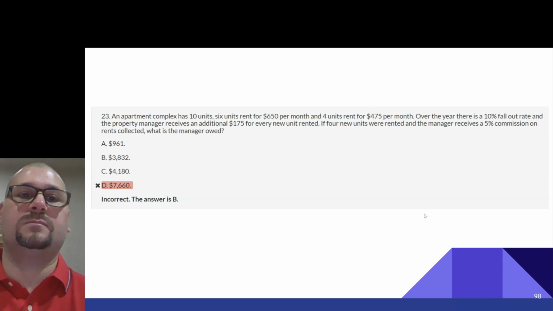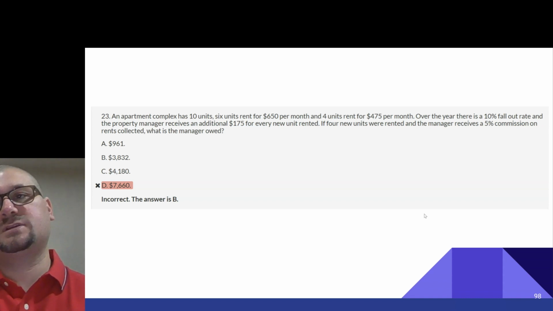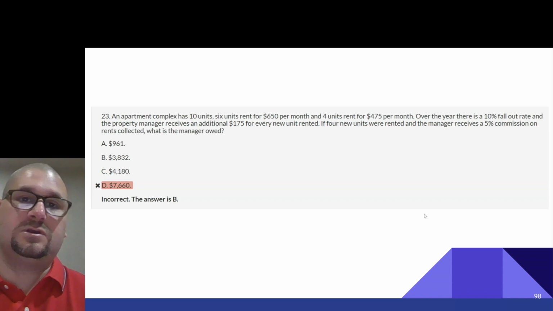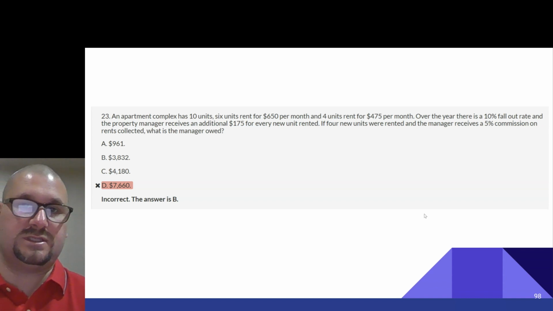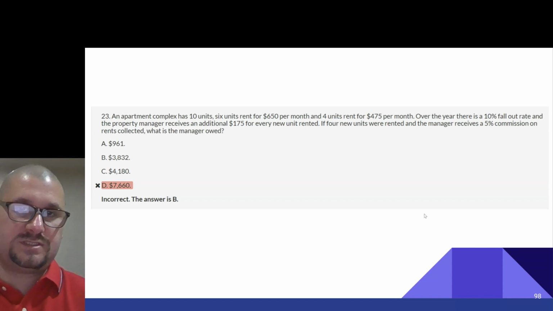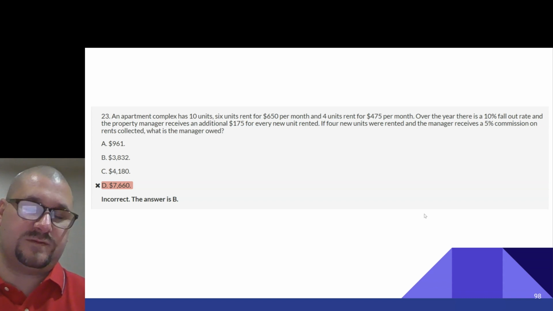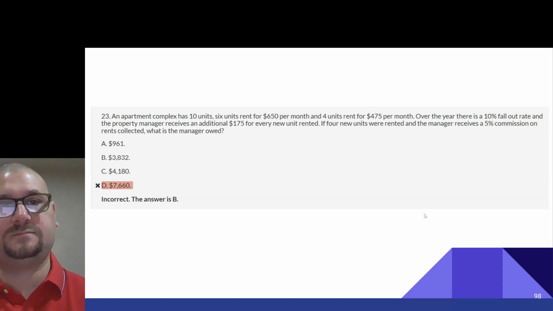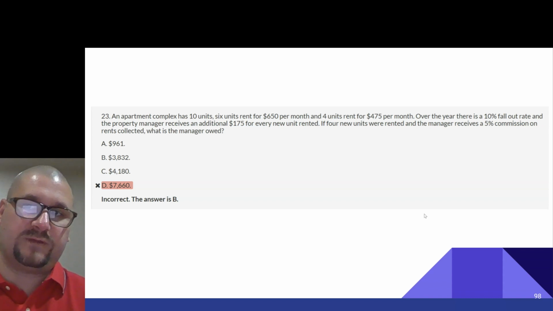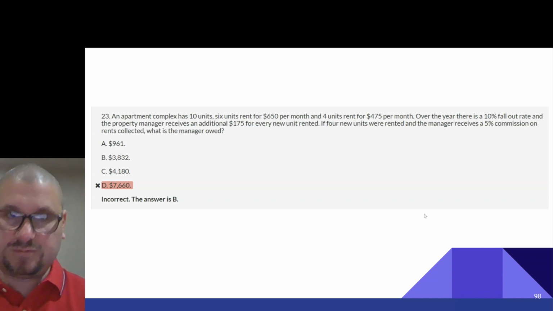So the manager's owed money. So first, to the property manager, you take 175 times 4. That's your additional bonus money because you got money for your new units that you rented. And you got to get the annual rent, $650 for 6 units times 12 gets annual. 4 units times 475 times 12 gets you that. Add that together, then multiply that by the 90% to get the total amount of money with fallout rate. Then multiply that by 5%. Add that to your 175 times the 4 units, you get 3832.